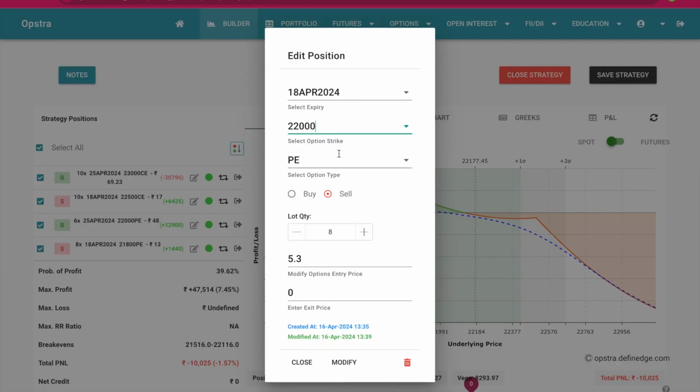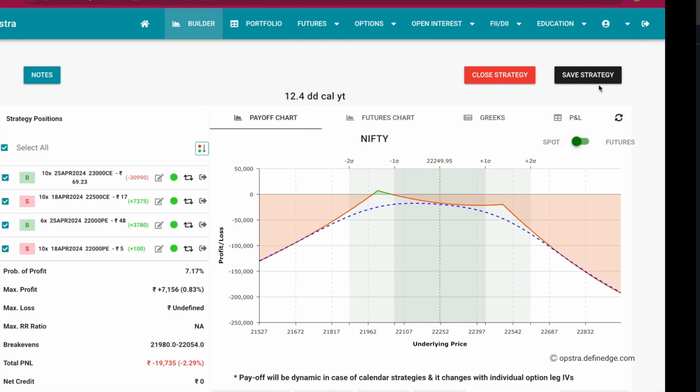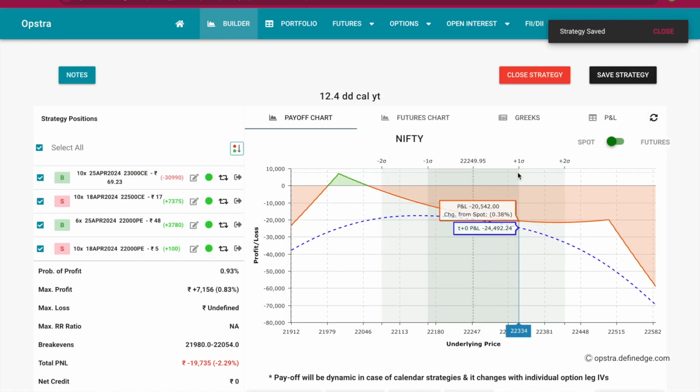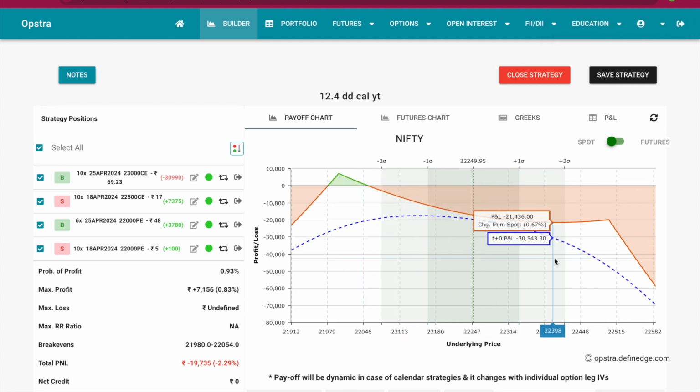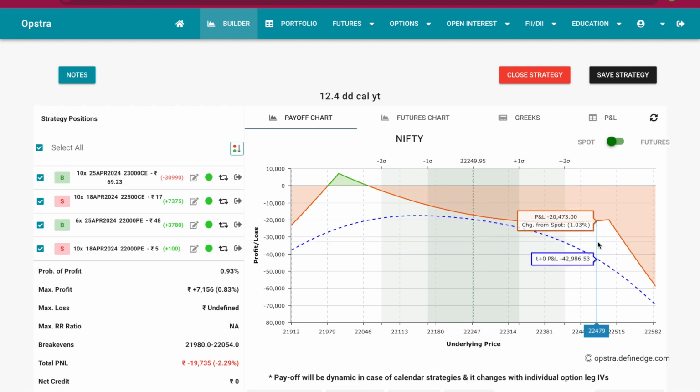22,000 PE, and we have sold 10 lots at rupees 5. So we'll modify this. Okay, so this is the strategy. Right now India VIX is at 12.4, not a big deal. Now here we can see if the market goes up, we'll get some profit, but if the market goes down, we will incur some losses.